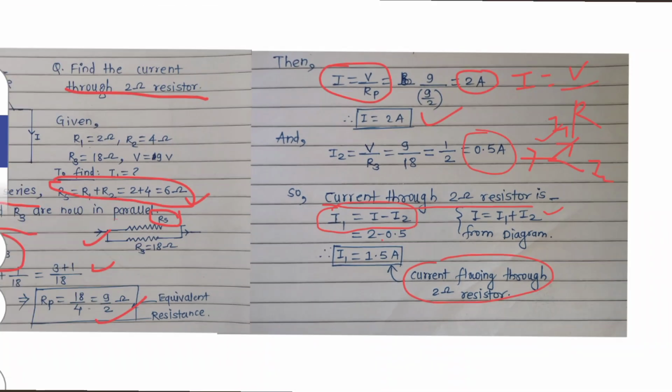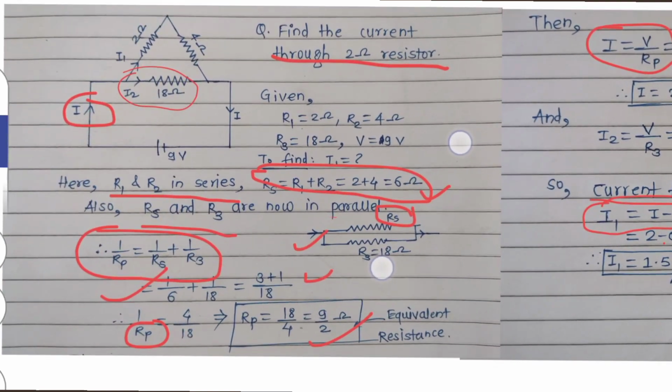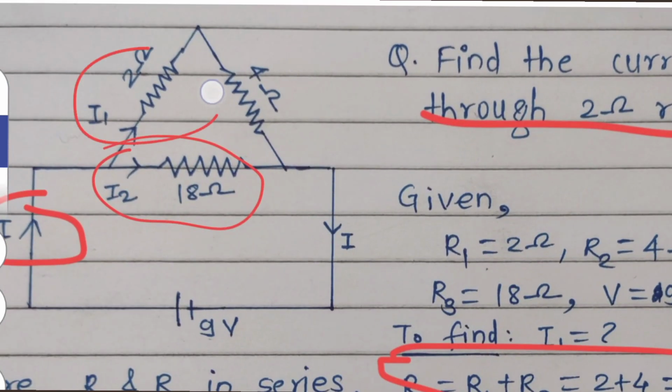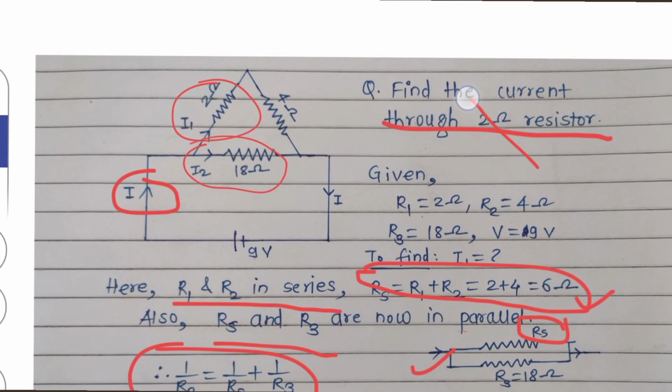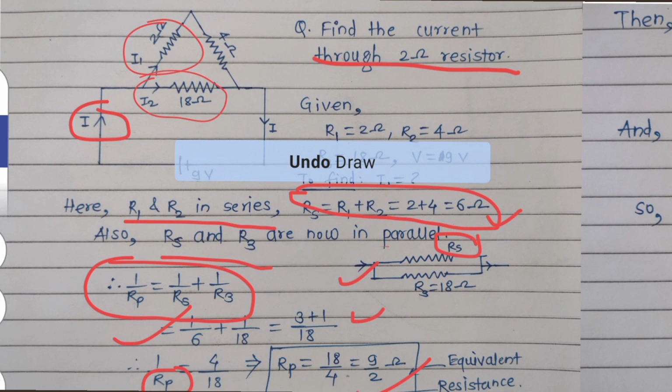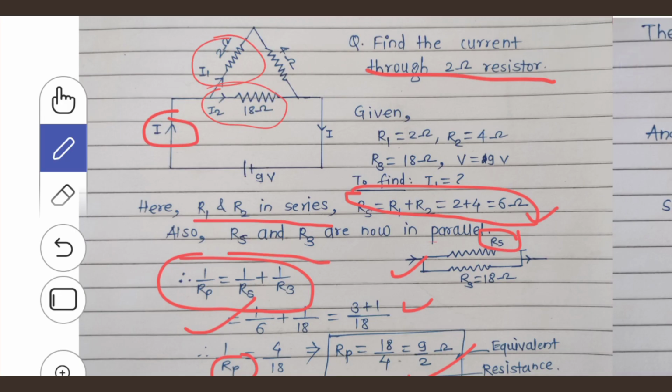So in this way, by simply applying the three formulas, we can get the current flowing through this 2 ohm resistance. So what have we done here? What was our first step? We calculated the series resistance from 2 and 4 ohm. Then we calculated the equivalent parallel resistance for this circuit. Then after that we calculated the complete current, and finally we got the current flowing through the 2 ohm resistance.